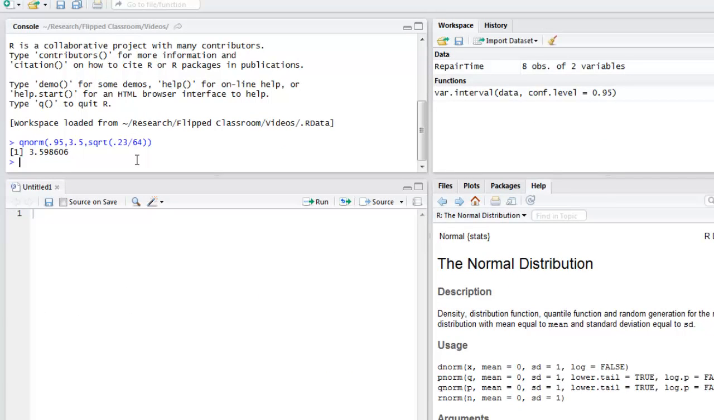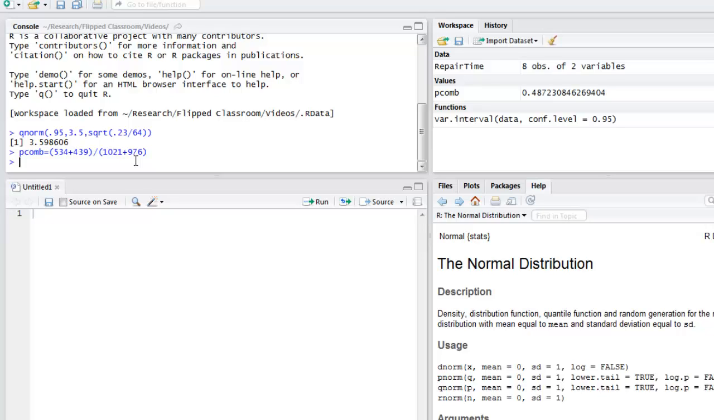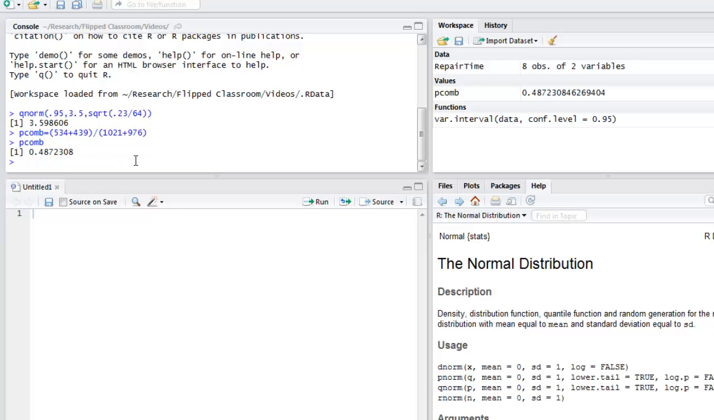So the first thing I'm going to need is that P combined. I'm going to assign a variable called P combined, and that's equal to 534 plus 439 divided by 1021 plus my 976. P combined, and if we wanted to see that, we could just ask R to spit it back to us. Okay, P combined 0.4875 is my estimate of the proportion.